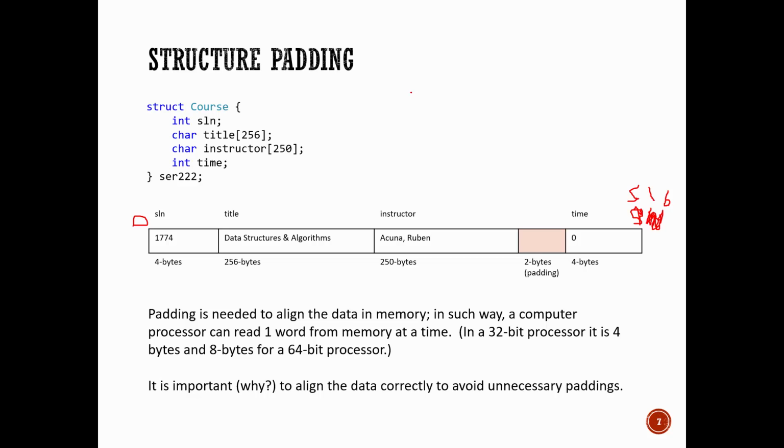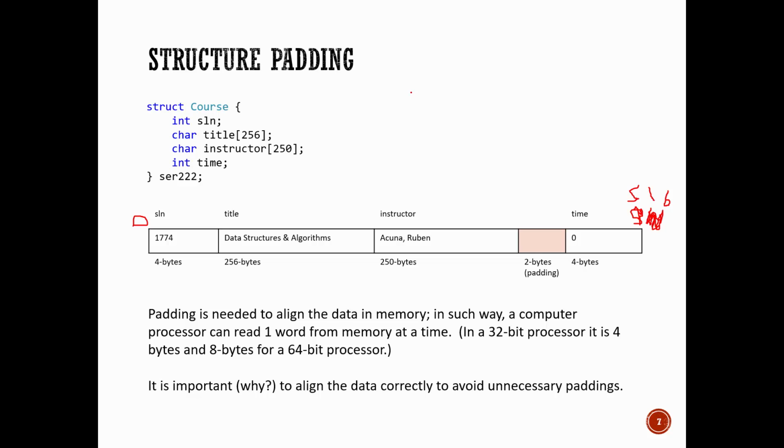The way to address that is to add some bytes for padding, and this is what will happen automatically on most compilers. The compiler will look at that instructor variable and see that it's 250 bytes, realize it's not a multiple of 4, and add a number of bytes after it in order to bring it up to the proper length of the word. So in this case, it's padding by 2 bytes to make sure that the next variable, time, will be word aligned. So it'll be located at a multiple of 4 from the beginning of the memory for this particular structure.